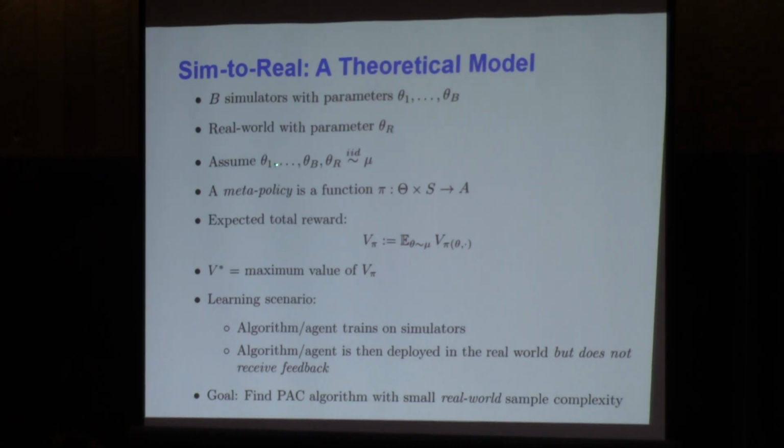And our assumption is that all of these parameters are IID draws from a common distribution on ROMDPs, denoted mu. Okay, so there's some unknown distribution on ROMDPs. All your simulators are drawn from that, as is the real world.